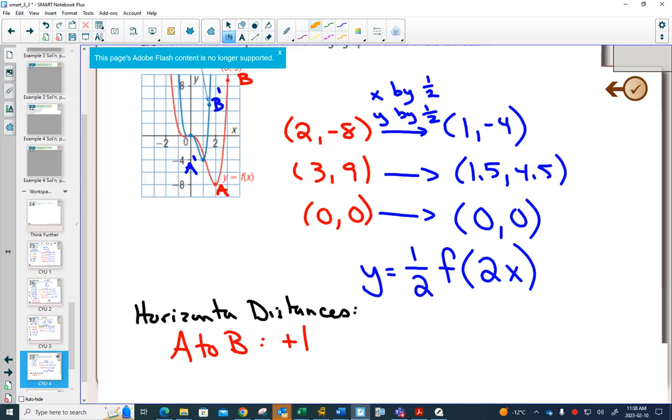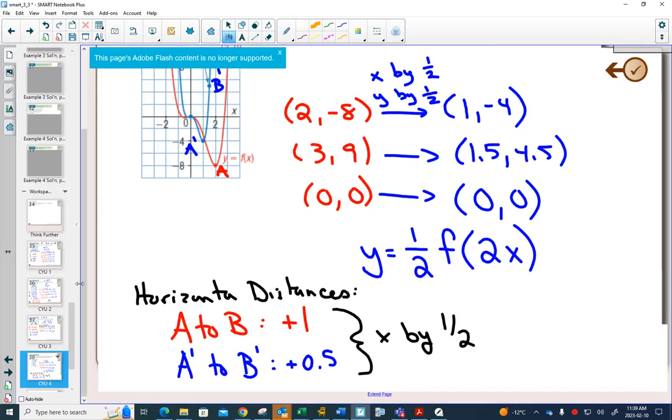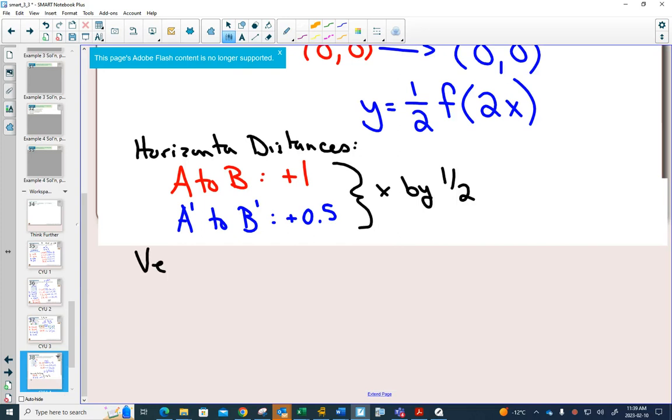And then we look at the horizontal distance from A prime to B prime on the blue graph. And now I'm only going over a half. Half to the right, 0.5. What would you have to multiply to go from 1 to a half? You would have to multiply x by a half. So it's the same idea of getting the half, but now you're doing an analysis of the horizontal and the vertical distances. So we've done the horizontal. Next, we'll do the vertical distances.